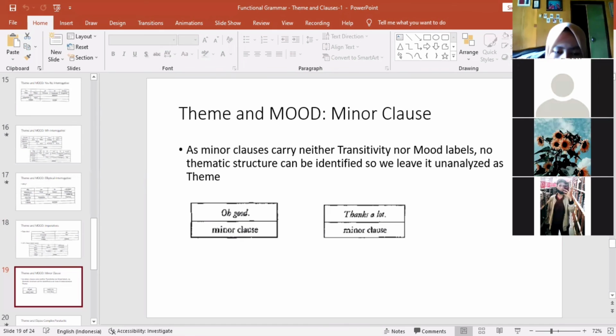For example, "oh God" and "oh good" are minor clauses, and "thanks a lot" is a minor clause. Other examples are: fire, careful, pleasure, thanks a bunch, fantastic, and excellent.